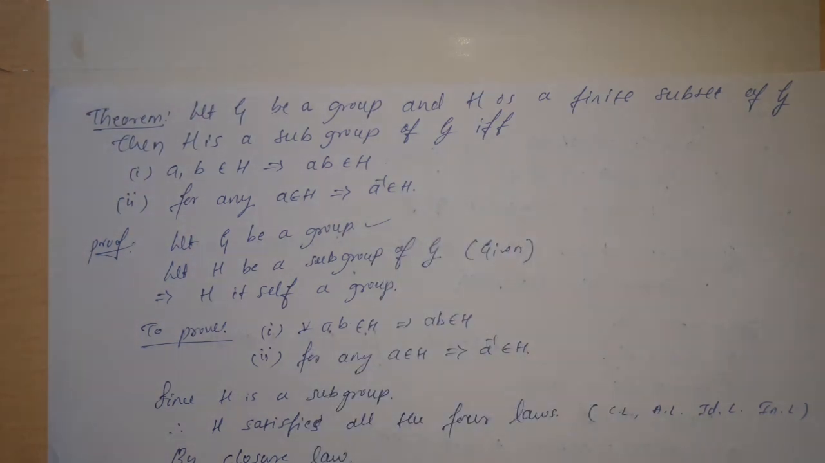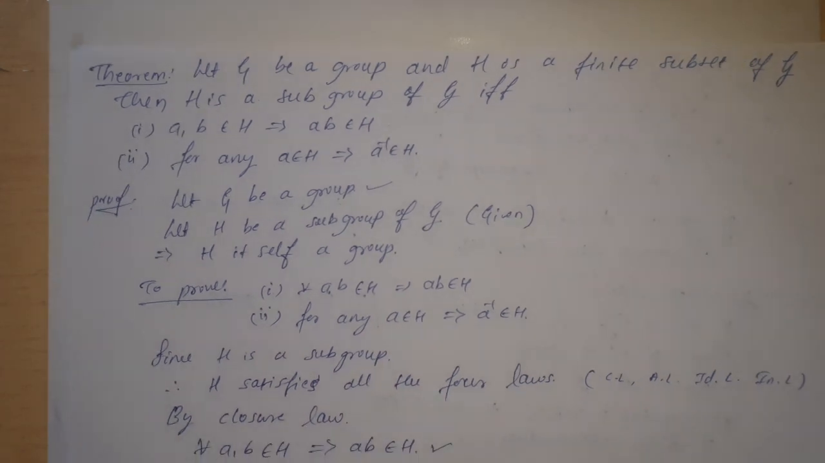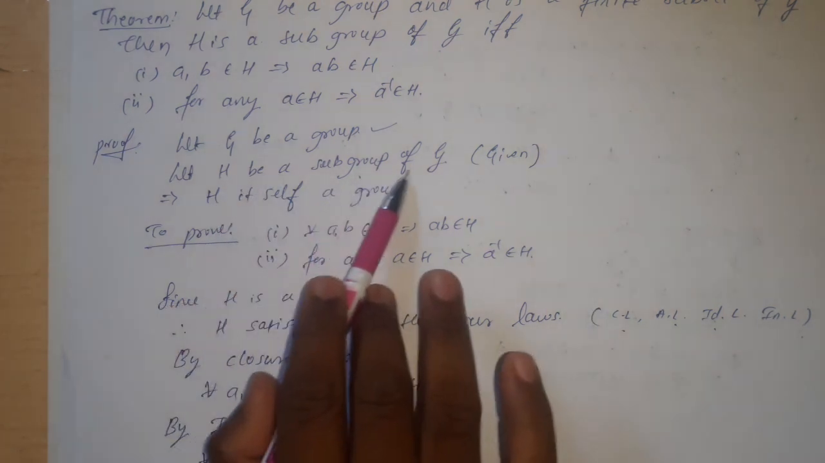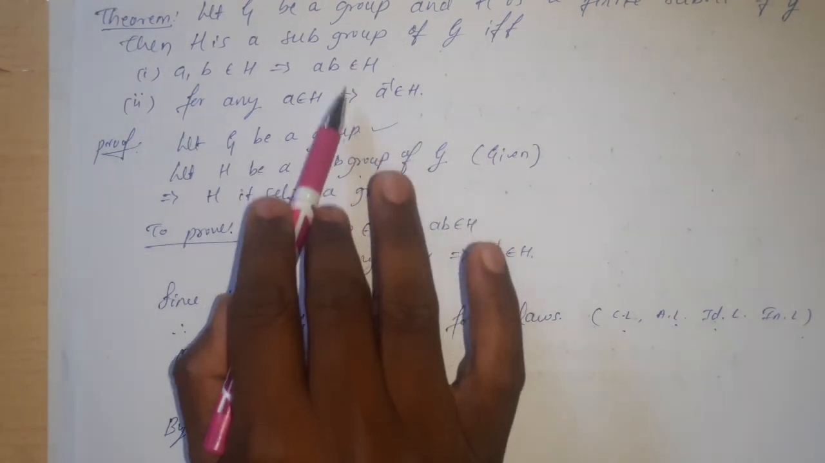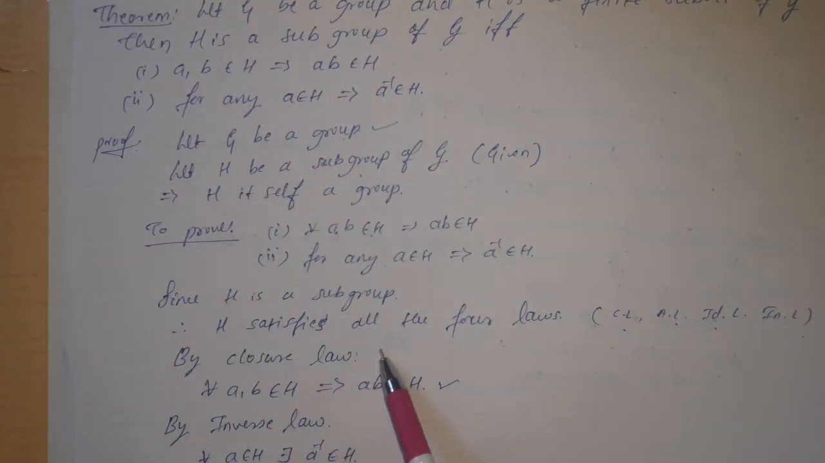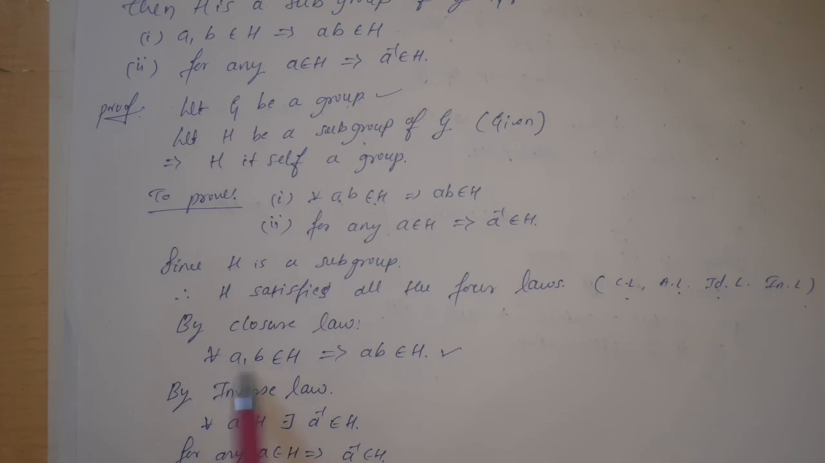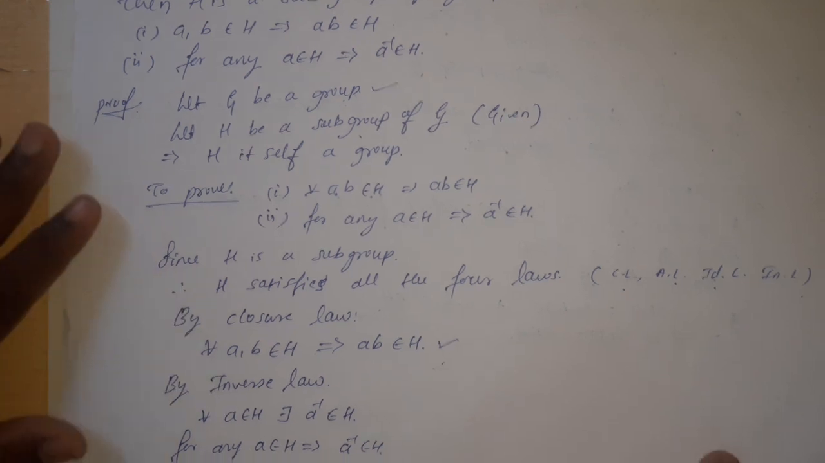So, in the first part we have considered that H is a subgroup. If H is a subgroup, then it implies that all the four laws are satisfied: closure law, associative law, identity law and inverse law. If all these four laws are satisfied, then H is a group, that is given. Here there is no need to prove that H is a subgroup, because it is given; then we need to prove these two. So, by using closure law and inverse law, we have satisfied those two conditions. By using closure law, that statement is proved, and the inverse property is also proved.